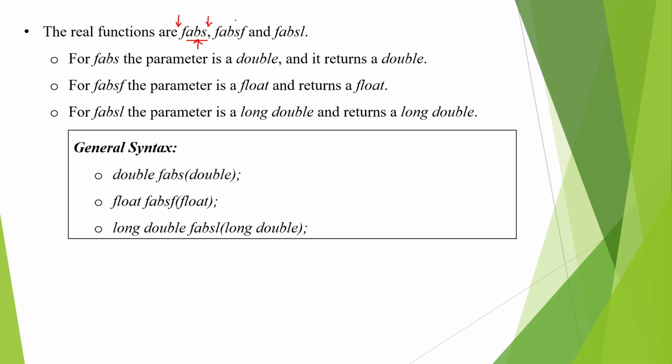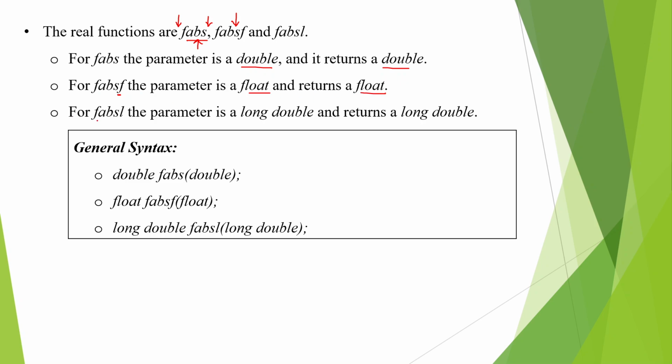Then fabsf, this is for float value, floating point number. Here you can see the detailing. For fabs, the parameter is a double and the return value is also double. For fabsf, the second f indicates float, floating point absolute for float. Likewise you can remember, the parameter is float and the return value is also float.